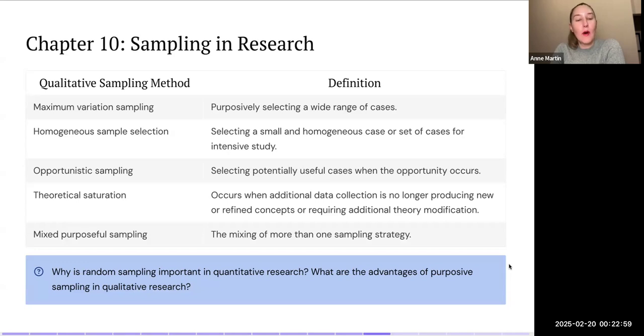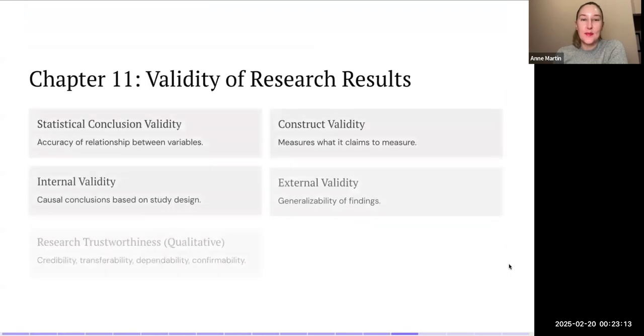So thinking about random sampling, which is, of course, a quantitative technique, why is it important in quantitative research? And then why is purposeful sampling helpful in qualitative research?